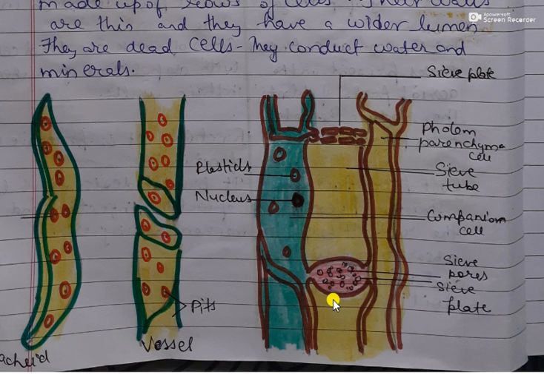Now students, look at this diagram. This is the sieve tube and this green colored cell is the companion cell, which is always present along with the sieve tube. Now these small pores are known as sieve pores. Okay, this is phloem parenchyma. Both the cells of sieve tube and companion cells are living.